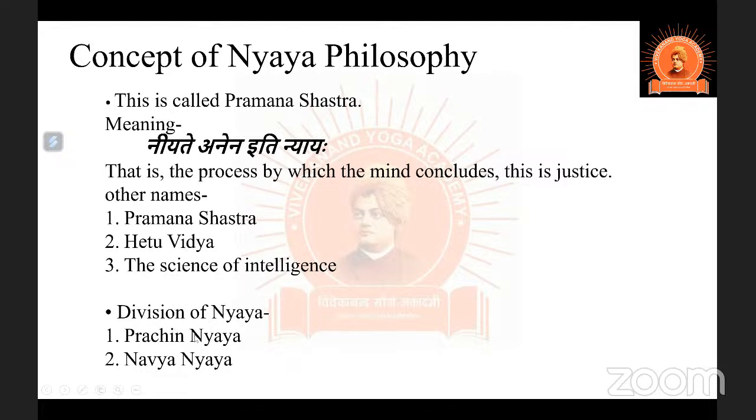Here there are two types of divisions: Prachin Nyaya and Navya Nyaya. Ancient Nyaya is also there, and these two divisions exist. It's enough if you know the names here. They are all studied in great depth. If you pick up Prachin Nyaya, it will take more time. Even regarding Navya Nyaya also. Please mute yourself if someone's mic is on. So the divisions are like this: Prachin Nyaya and Navya Nyaya.